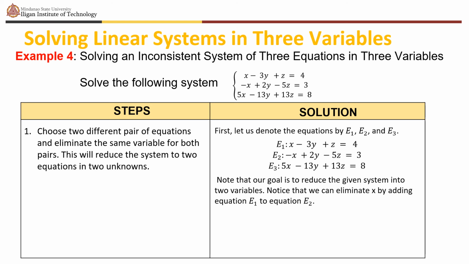Notice that we can eliminate x by adding equation E1 to equation E2. So we have the following. Since E1 is x minus 3y plus z is equal to 4, and E2 is minus x plus 2y minus 5z is equal to 3, when we add them, x minus x is 0, minus 3y plus 2y is minus y, z minus 5z is minus 4z, and 4 plus 3 is equal to 7.